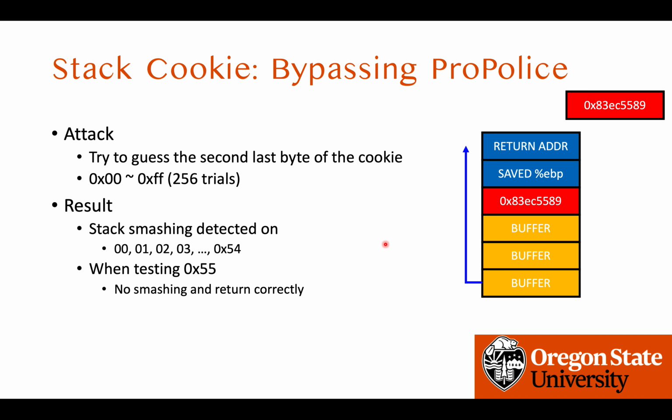And then we can move on to the second value. So we will fill the buffer like this. Now we know the last value is 89. Try 0, 0. It will show stack smashing detected. Another value, stack smashing detected. But eventually, if we match the value 55, then it will not print any kind of error message.